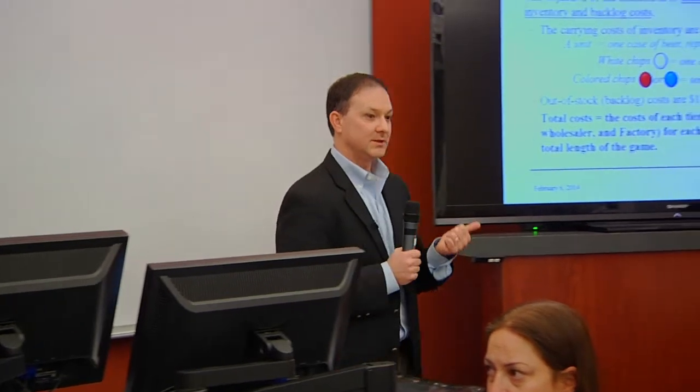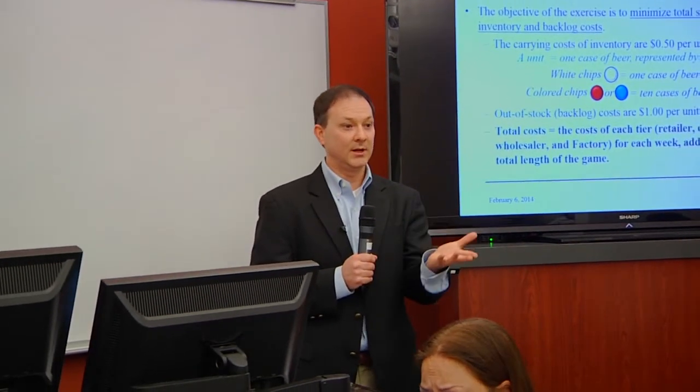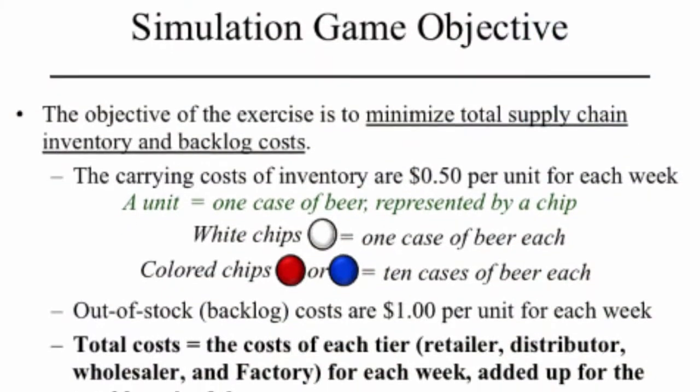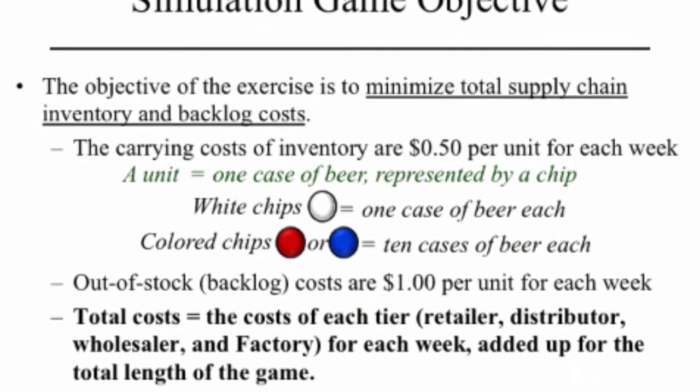Out of stock costs you $1 per out of stock. Every time that a customer wants a case of beer and you can't provide it, it costs you $1 each week that you haven't satisfied that. And then at the end of the game, we'll add up the total cost for you and then put that together with the rest of your supply chain. And I'm going to turn you guys loose so you can begin.